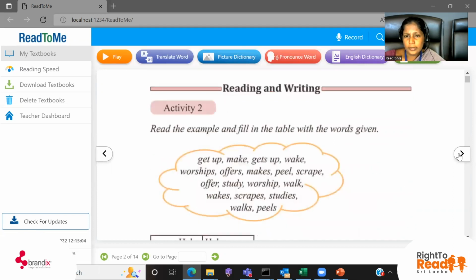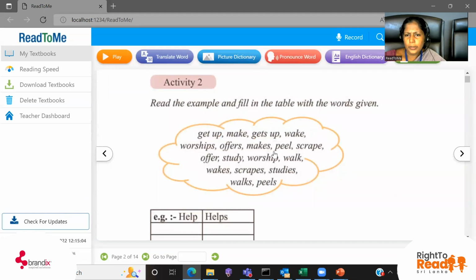Okay, moving to the next page, see, it's activity 2, right? So see, read the example and fill the table with the words given. Okay, before moving to the activity, do you know these words? For example, what do you mean by wake? What do you mean by wake?